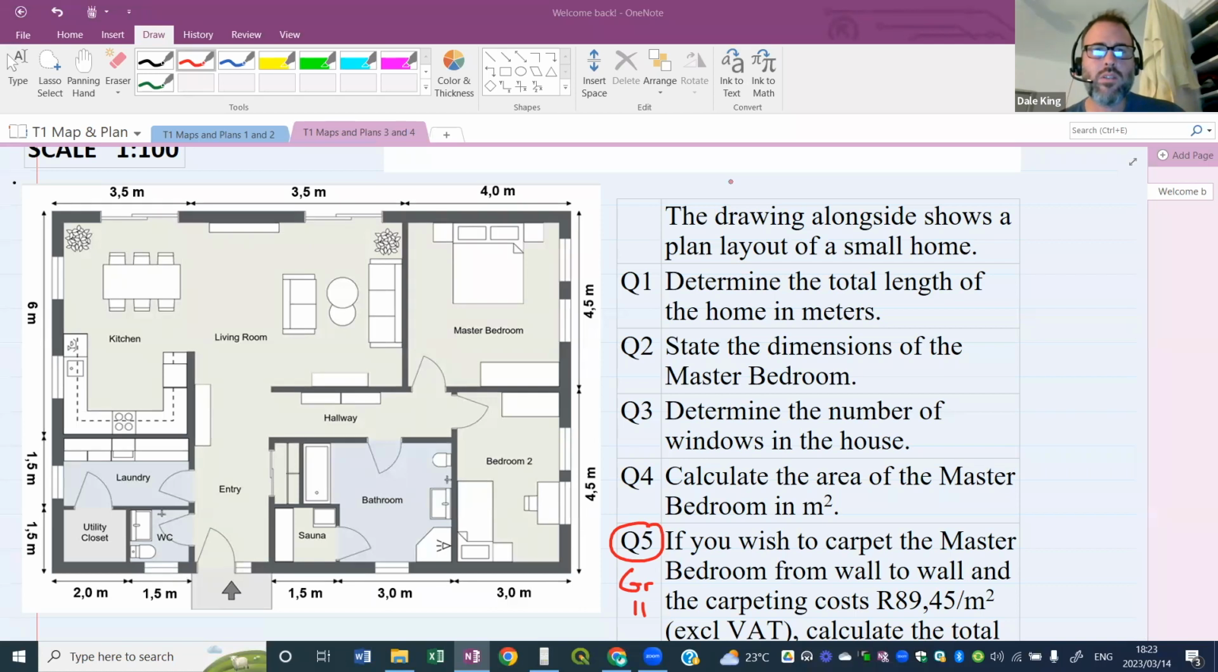The speed is good, but is the quality good? Sito Kozile, is the quality good? I hope the quality is good. The speed is fantastic. How long is the total length of the home in meters? I'll give you a minute to do this. One's quite easy.